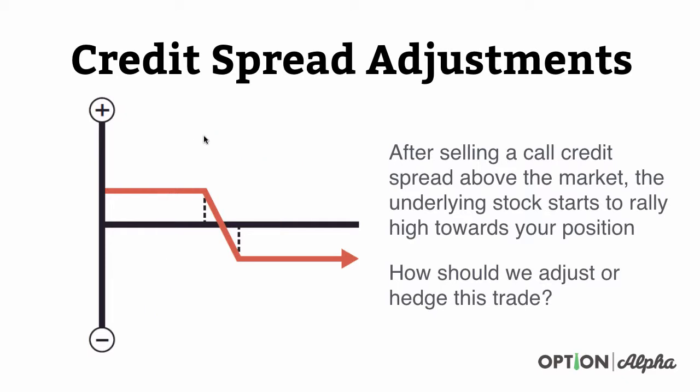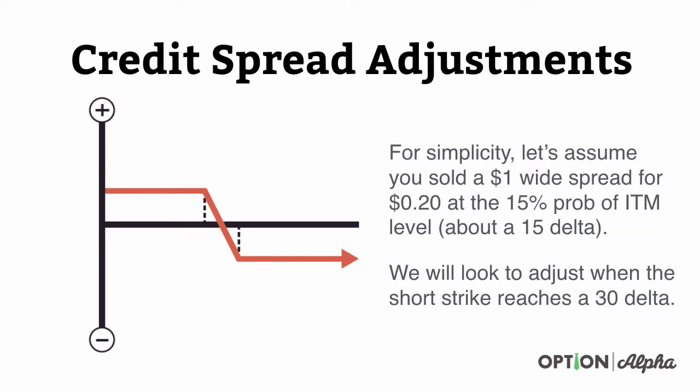The question becomes, how do you adjust or hedge this type of trade? I mean, it's already a risk-defined trade. You've already sold one option, bought one option. You already have defined risk here, and you should be obviously entering this position with a small position size. So for simplicity's sake, let's assume that you sold a $1 wide spread for 20 cents at a 15% probability of being in the money. That's about a 15 delta on the short strike.